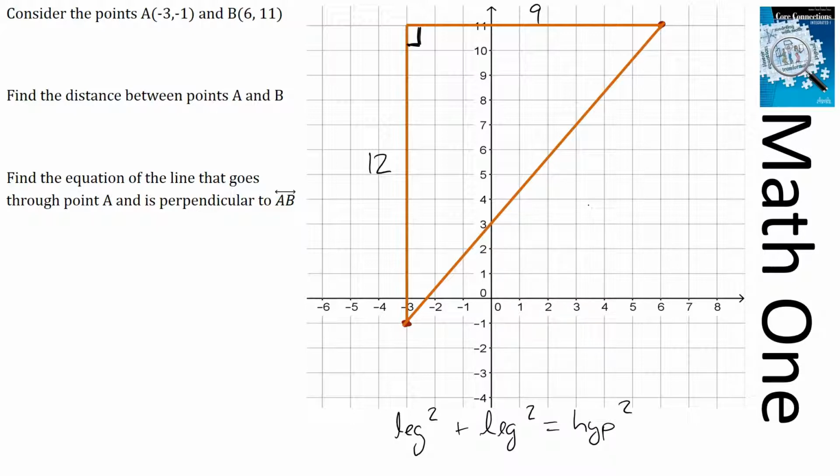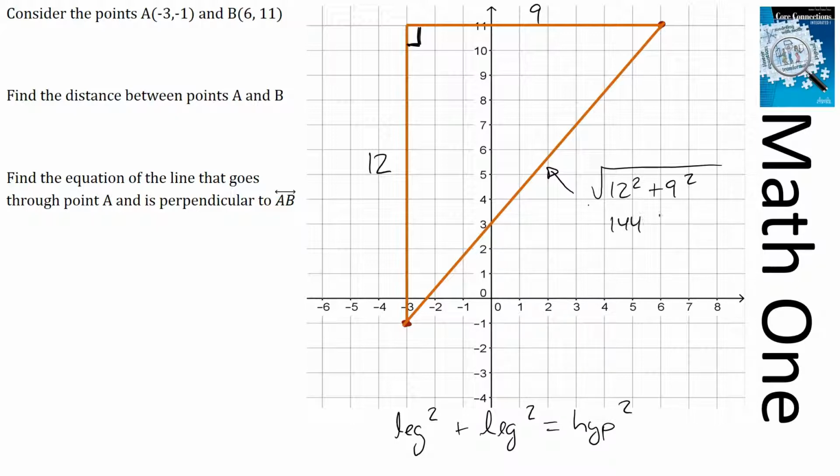Unfortunately, it's not just a matter of adding the 12 and 9. I've got to add the squares of 12 and 9, and then once I get that sum, I need to take the square root of it in order to get the length of the hypotenuse. So the length of this hypotenuse, which is the length of segment BC, is the square root of 12 squared plus 9 squared.